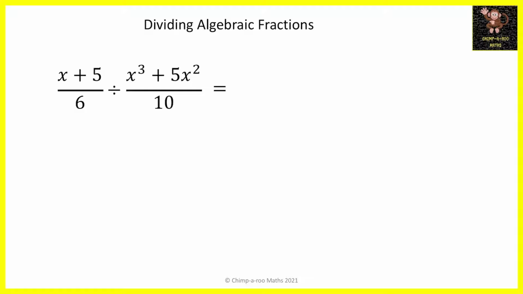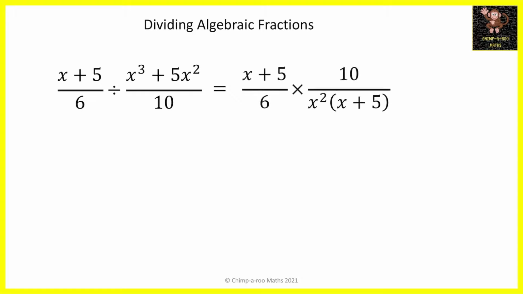More complicated examples, we need to perhaps factorise as well. So you can either factorise it, then turn the second fraction upside down and multiply, or turn it upside down and multiply first. And with this one we can see that you can factorise x cubed plus 5x squared.